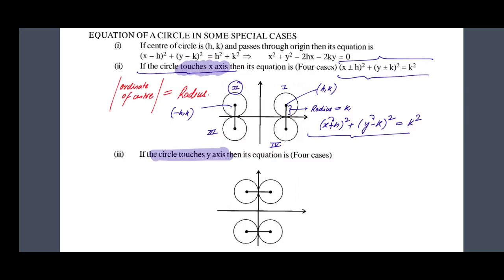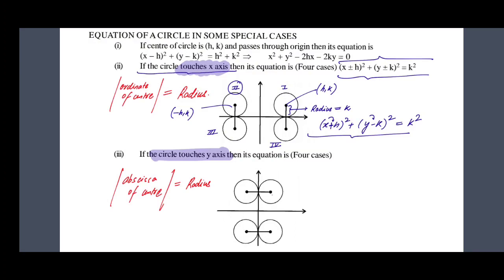Ordinate was earlier, so the word ordinate we can remove. Rather than ordinate, we can say that the abscissa of the center, and its modulus value, is going to be equal to the radius. And if it touches the y-axis, then this is the particular diagram that you will have to remember, right?